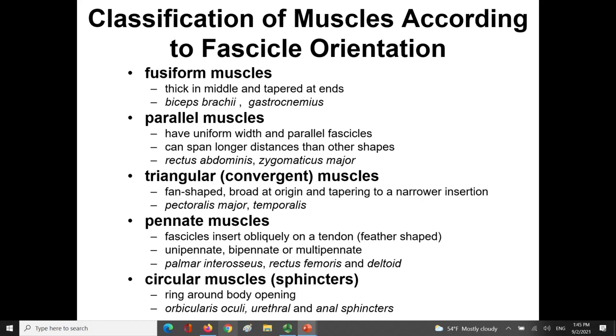There are triangular or convergent muscles. These are more fan-shaped, being broad at the origin and tapering to a narrower insertion. There are pinnate muscles. These are where we find fascicles that insert obliquely on a tendon. So they're kind of feather-shaped, and they can be unipennate, bipennate, or multipennate. And then you have circular muscles, and those are your sphincters. And these literally form a ring around a body opening.